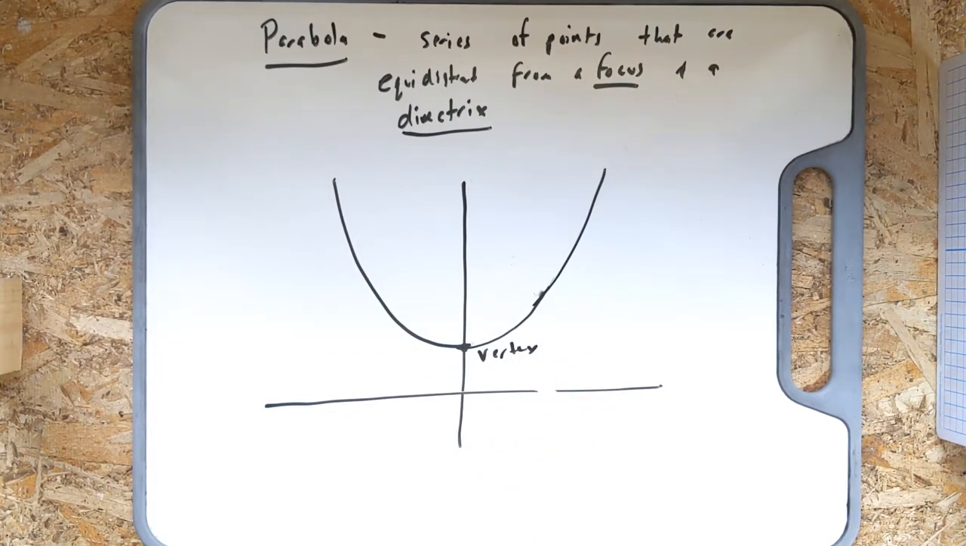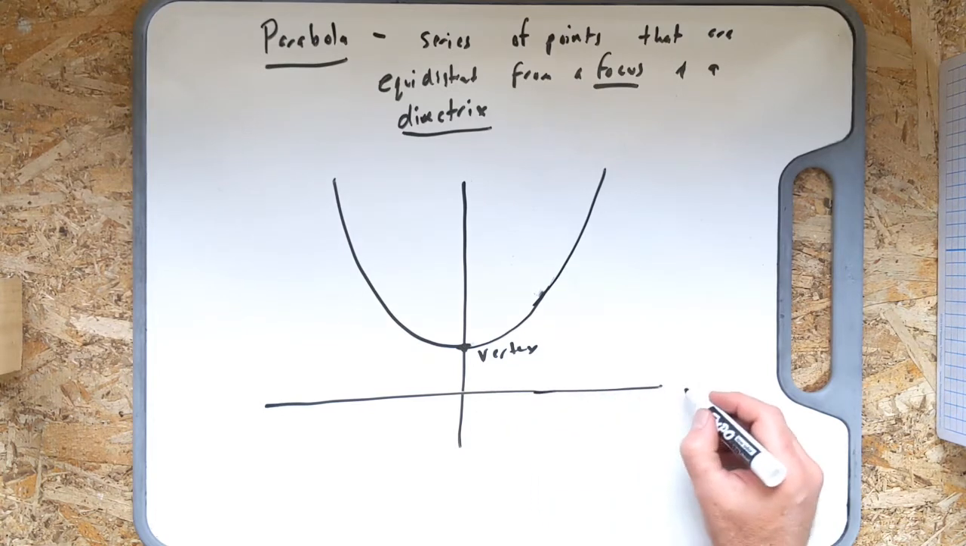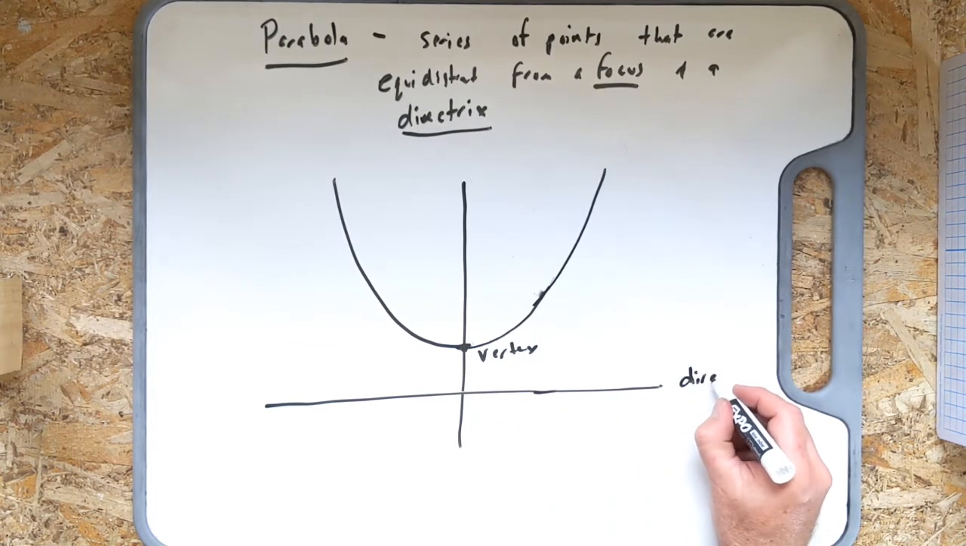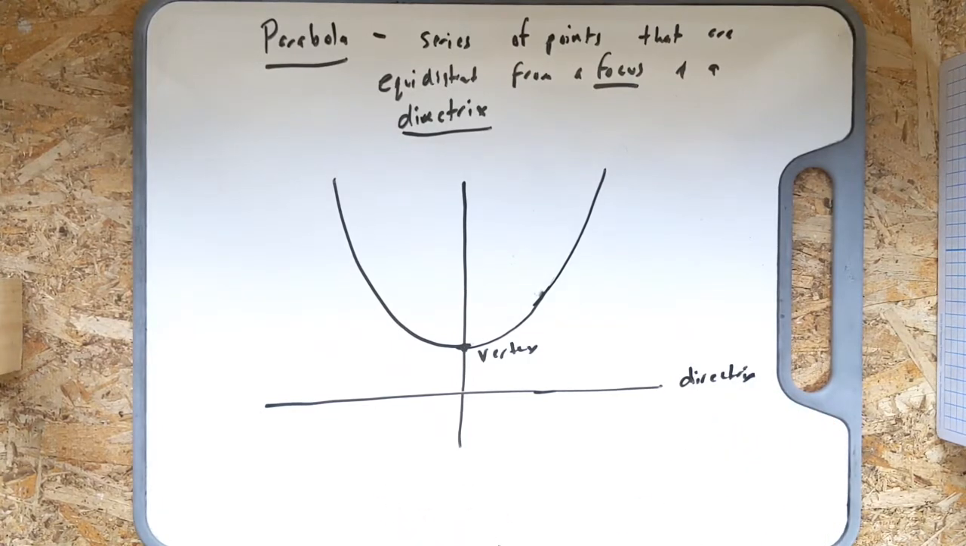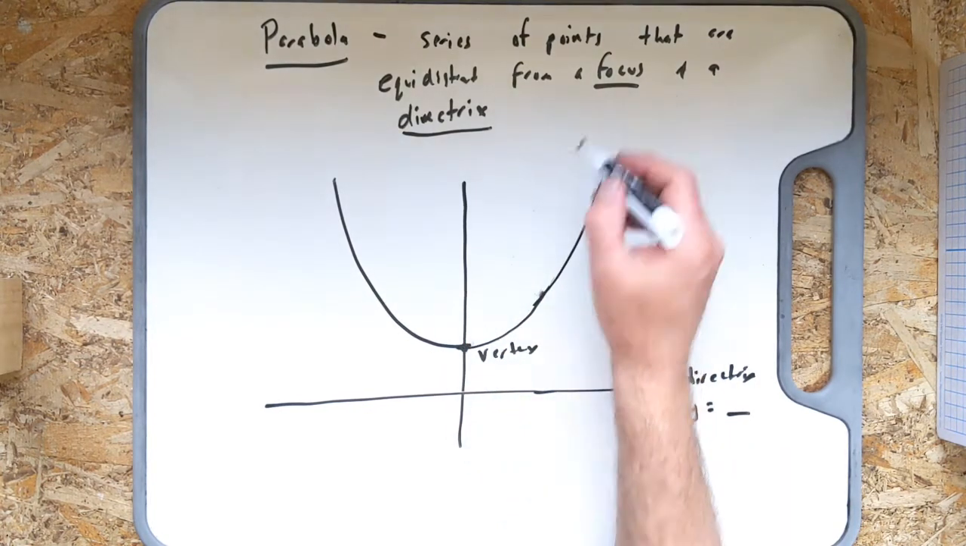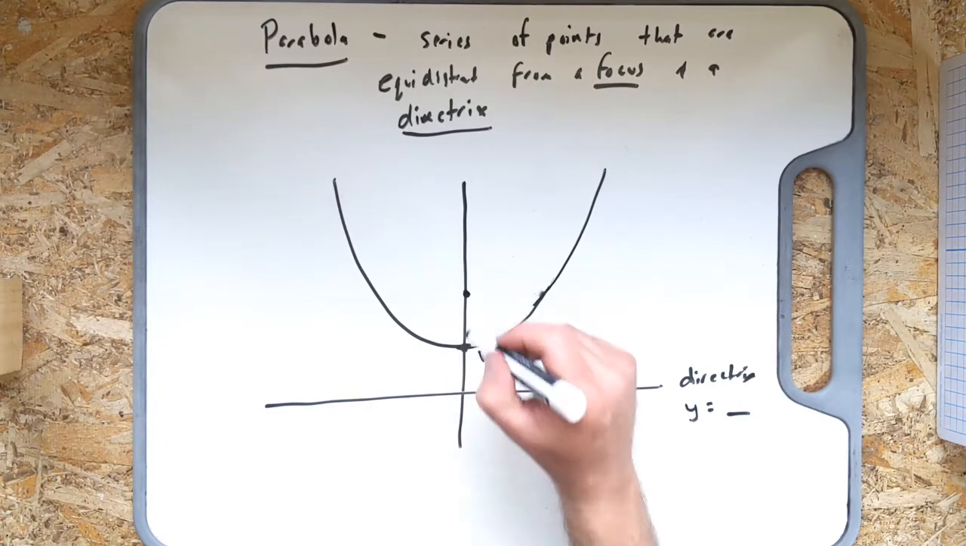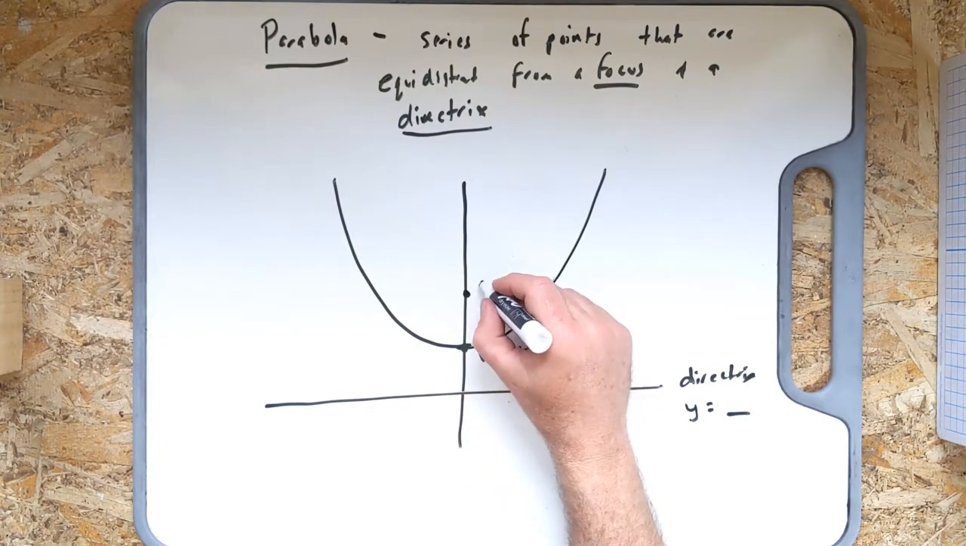It is the low or high point, depending on the orientation of the parabola. A couple other things. The directrix is actually a line. And in this case, a parabola that's opening up, down, that's called a vertical parabola. Then it is an equation of a horizontal line, which is y equals something. We'll get to the something in a moment. The focus is a point inside the parabola, opening up.